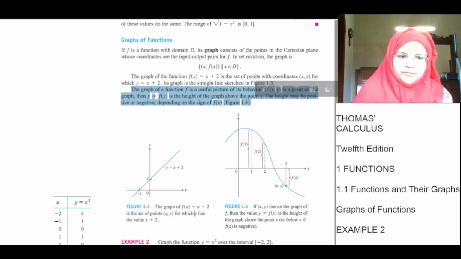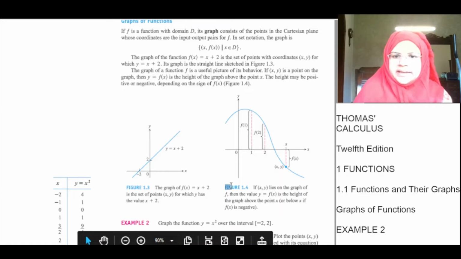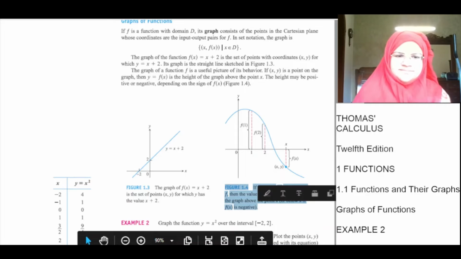Figure 1.4. If (x, y) lies on the graph of f, the value y = f(x) is the height of the graph above the point x, or below x if f(x) is negative.